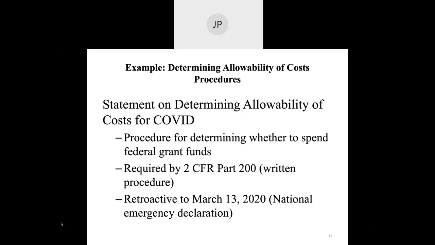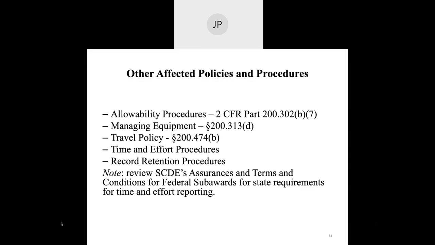Next slide. Now, as Nancy mentioned, you must have a procedure written on how you determine that it's allowable to use federal funds for an expenditure. So you need a version of that that demonstrates how those decisions and determinations were made during 2020, when your district may have been operating remotely, your schools may have been virtual, how those things rolled out. Next slide. There are also other policies and procedures that may have been affected. These have to be in writing, but you may need an emergency version of them to reflect how things were done in 2020. Next slide.